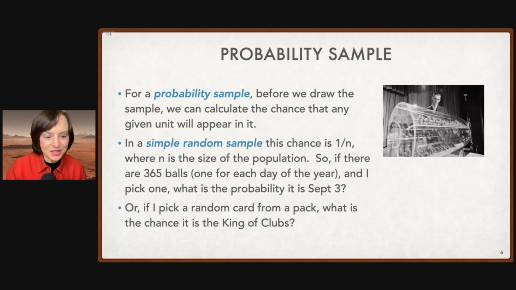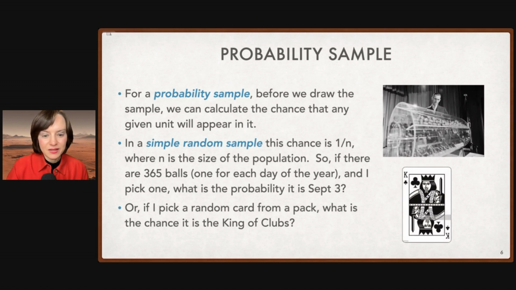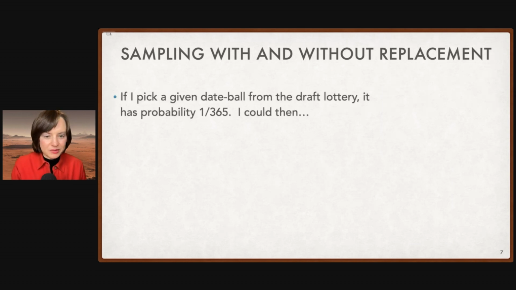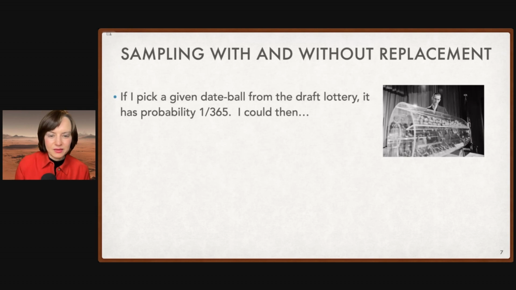This is the basic idea. We've all seen these sorts of things, right? If I randomly pick a card from a pack, what's the chance that it is the king of clubs? 1 over 52. So, sampling with and without replacement. If I pick a given date ball from a draft lottery, the probability that I pick September 3rd is 1 over 365. Shout out to folks from a leap year. How did they? Okay, set that aside. I imagine they just added it.